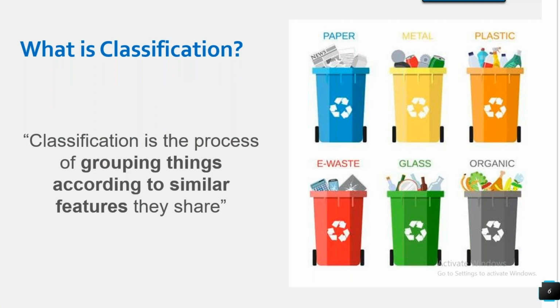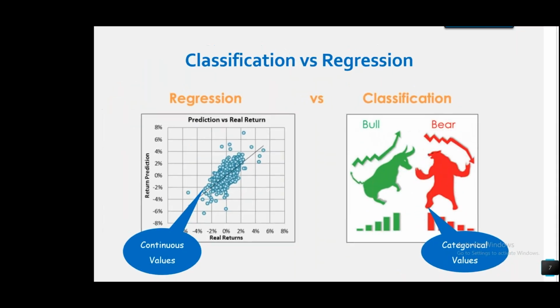In the example, it is graphically represented that everything which is related is grouped, like bins. In one bin there is paper, in another bin there is metal, another has plastic, another e-waste, another glass, and another organic waste. So you are grouping things, and that grouping is the classification. And according to that, you are predicting something.